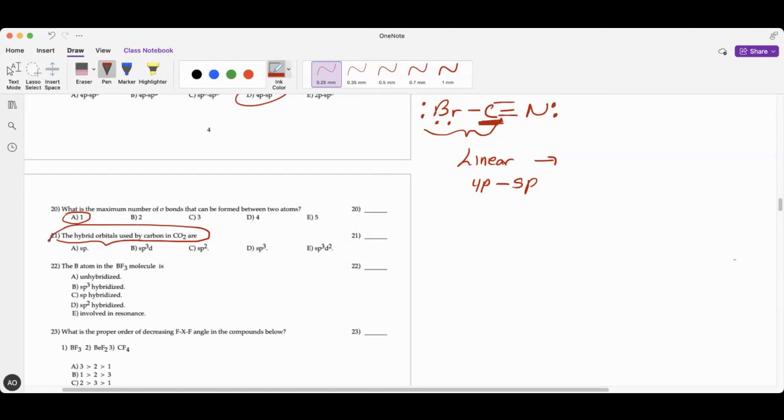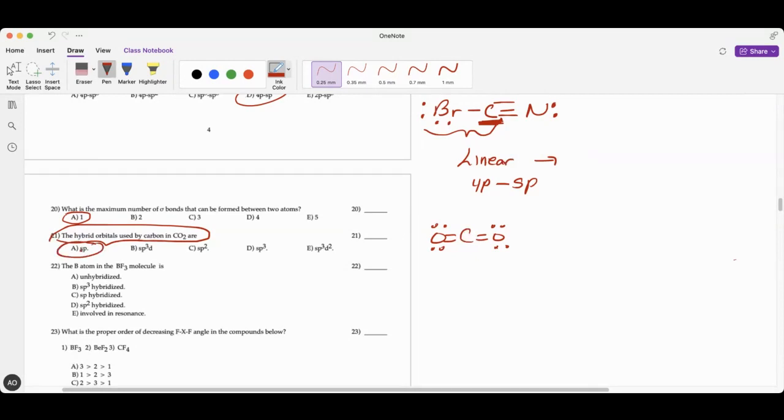The hybrid orbitals used by carbon in carbon dioxide are, you've got to draw your Lewis structure, right? And we look at this, it's linear, so it's sp hybridization.